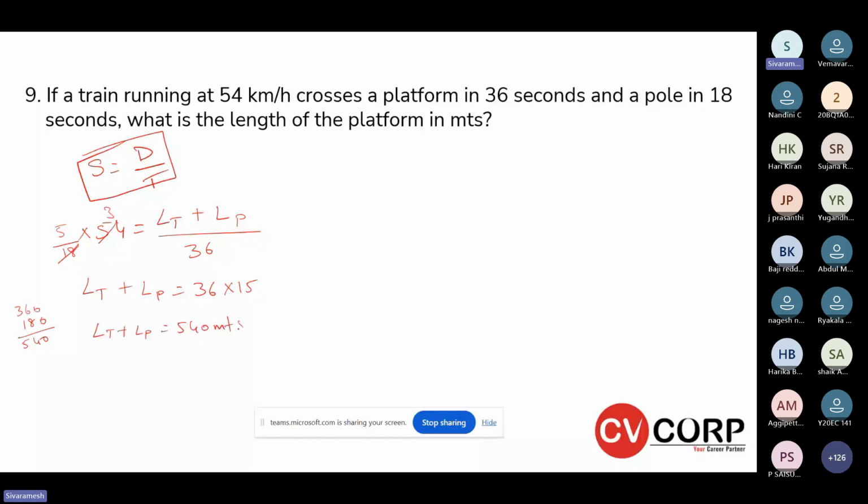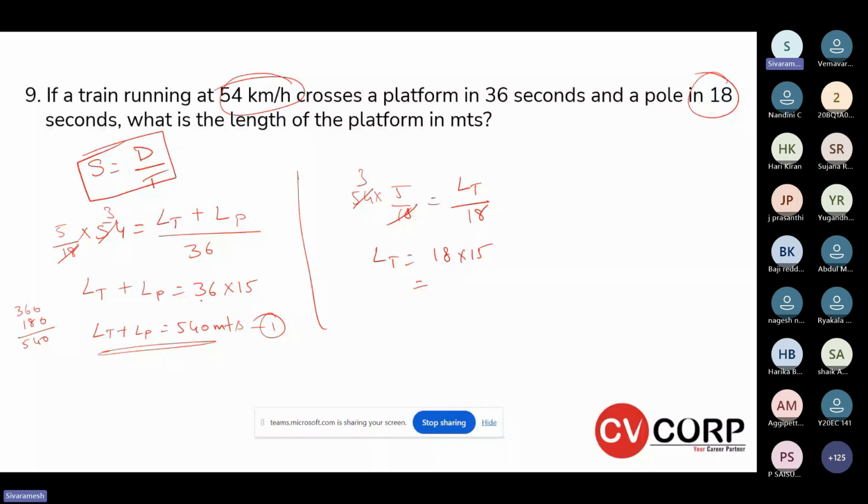Now the same train with a speed of 54 kilometers per hour crosses a pole in 18 seconds. The same thing we observe: 54 converted by 5 by 18. When considering the pole, the pole has no length, and its height is not needed when compared with the train, so the pole is negligible. Only the length of the train is considered, divided by the time taken, which is 18. So 18 ones, 18 threes, so the length of the train will be 18 into 15. Obviously if it were 36 into 15, we got 540. So 18 into 15 is nothing but half of that, so 270 meters. The length of the train is 270 meters. Let's consider this equation 2.